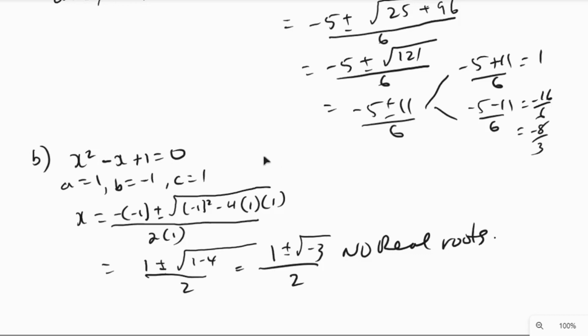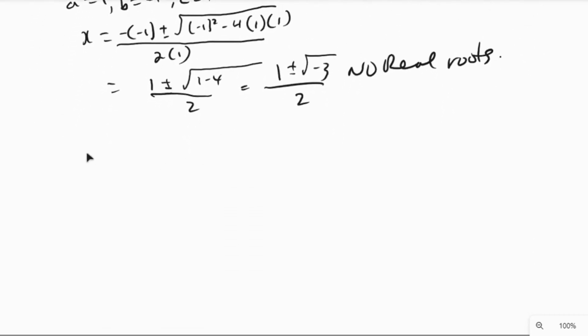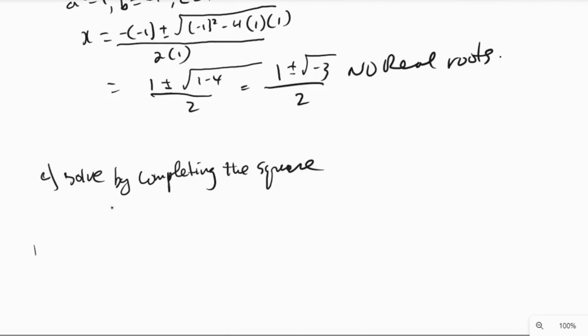Okay, so we have another way which we don't use a lot, but it's better to know it. C. Solve by completing the square. Solve by completing the square. So we have 2x squared plus 12x minus 3 equal to 0. To complete the square, we know the coefficient of x squared must be 1, so I take the 2 out. x squared plus 6x minus 3 equal to 0.